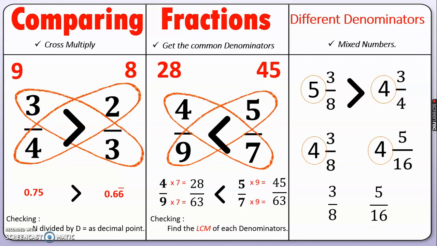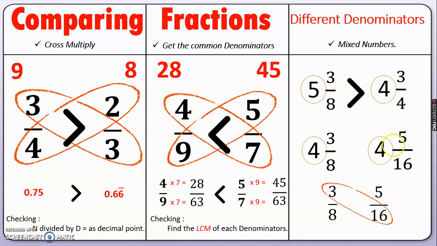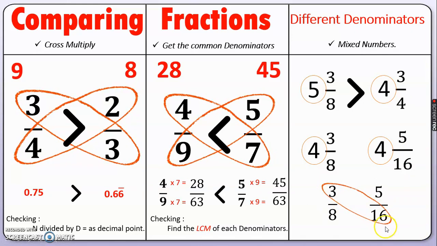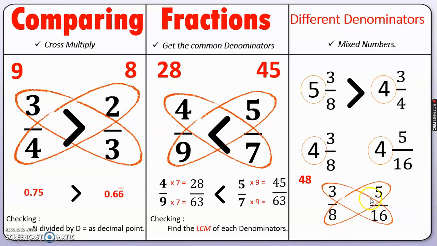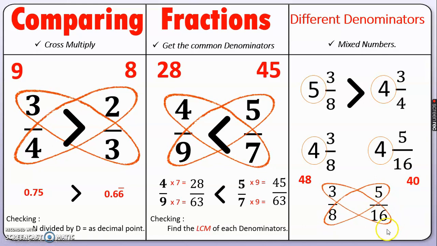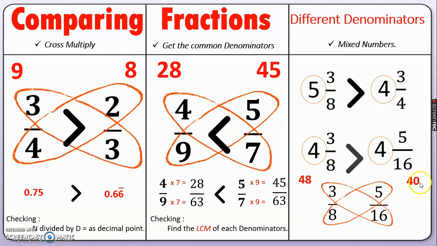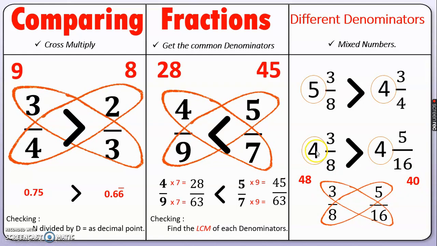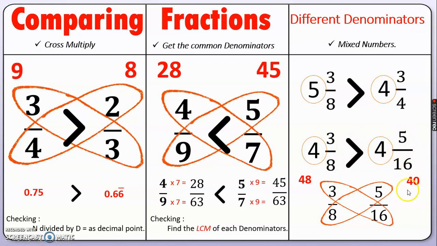So what we're going to do first is cross multiply again. That's the simplest way we can check if it is greater than or less than. So we have 3 times 16 equals 48. Then 8 times 5 equals 40. So you can see we now have 48 and 40. Which one is greater? Very good. So 4 and 3 over 8 is greater than 4 and 5 over 16.